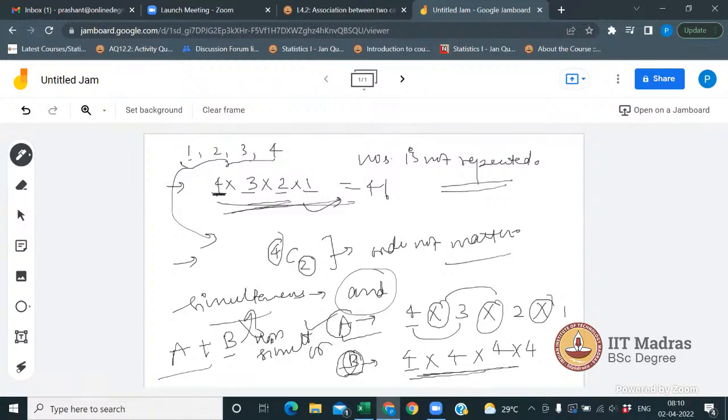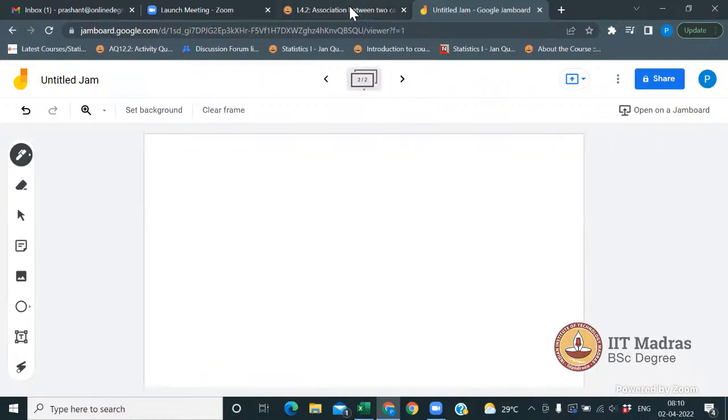Sir, and means multiplication, or means addition, correct? Yes, addition.